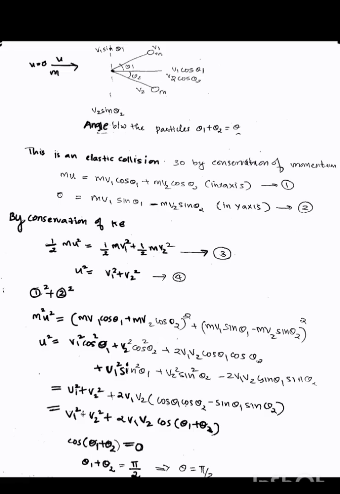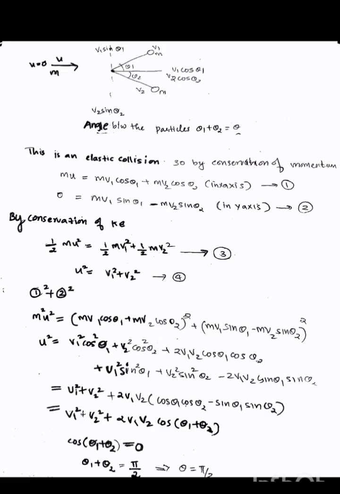So this is an elastic collision. By the conservation of momentum, mu is equal to mv1 cos theta 1 plus mv2 cos theta 2. This is in the x-axis. So this is equation number 1. Along the y-axis, 0 is equal to mv1 sin theta 1 minus mv2 sin theta 2. This is equation number 2. Then by the conservation of kinetic energy, half m u square is equal to half m v1 square plus half m v2 square. This is equation number 3. That is u square is equal to v1 square plus v2 square. This is equation number 4.